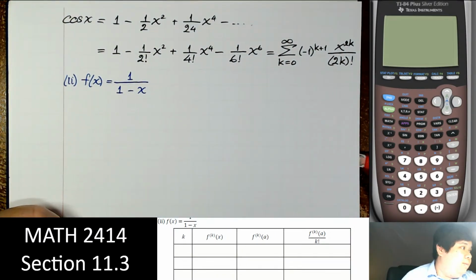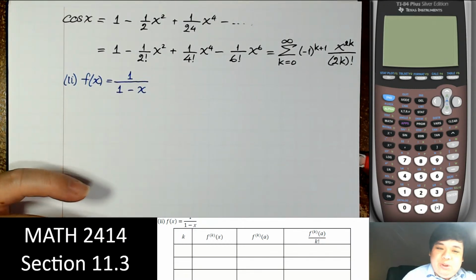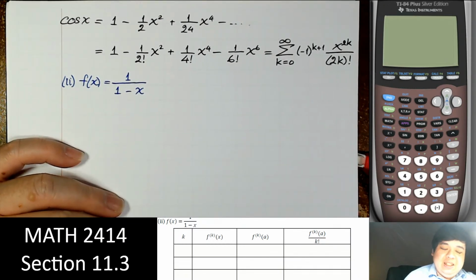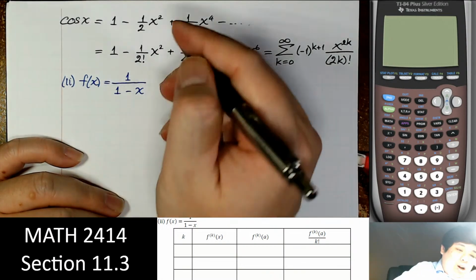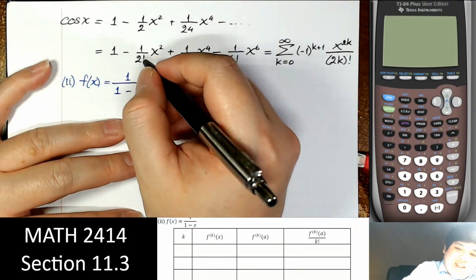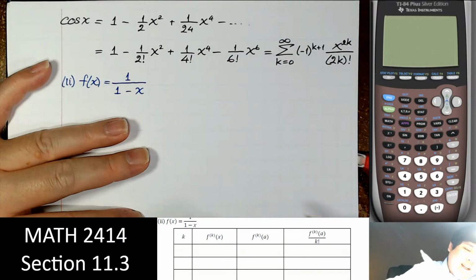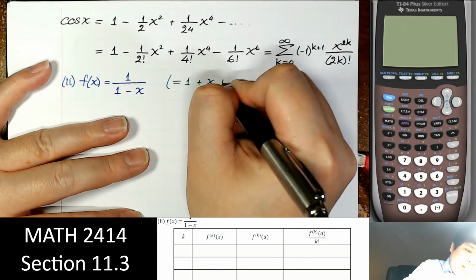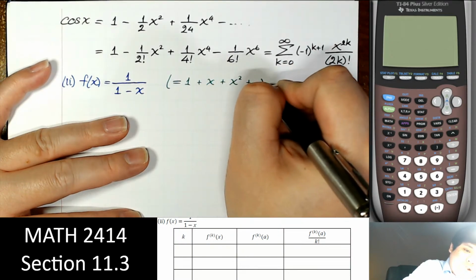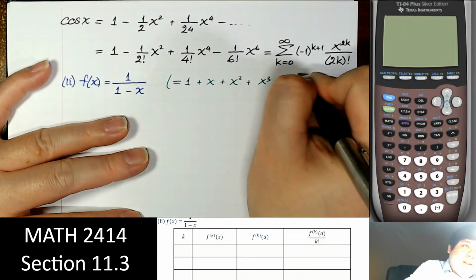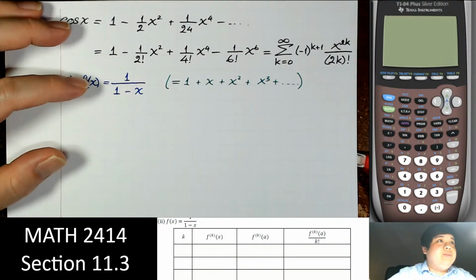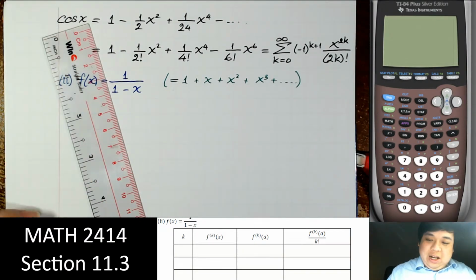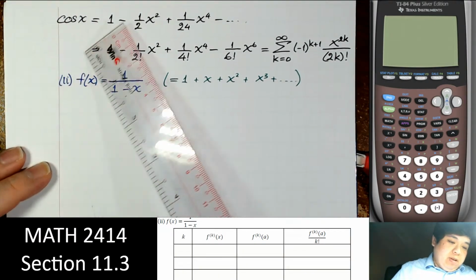Right. By the way, what do you think this is equal to, without doing anything? Remember, this is a geometric series. So that equals that. But we're going to make a table the same way.